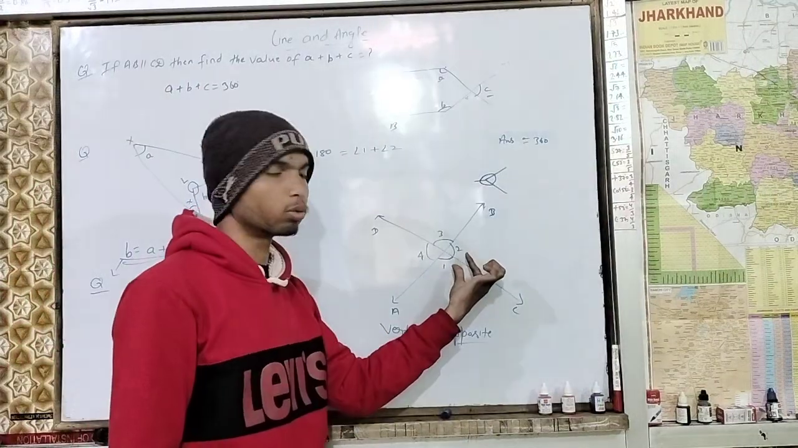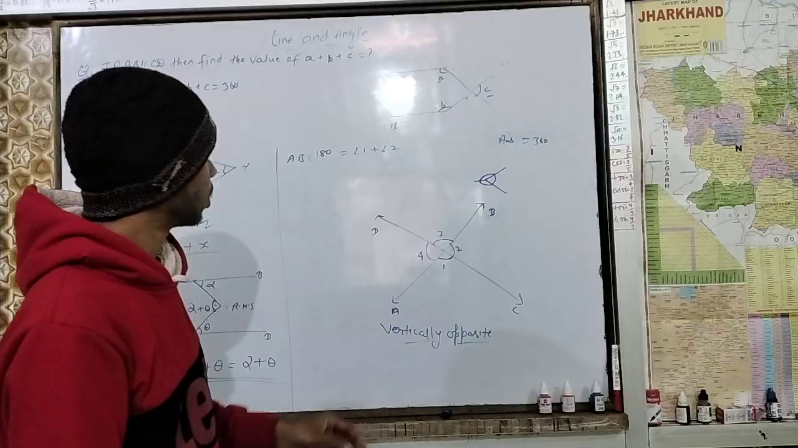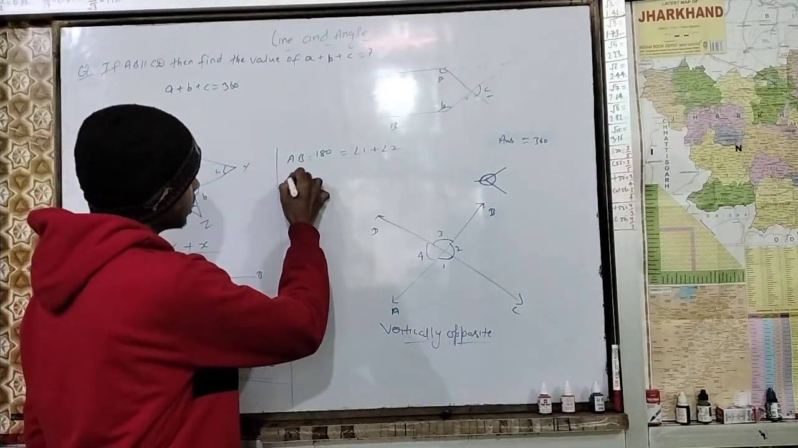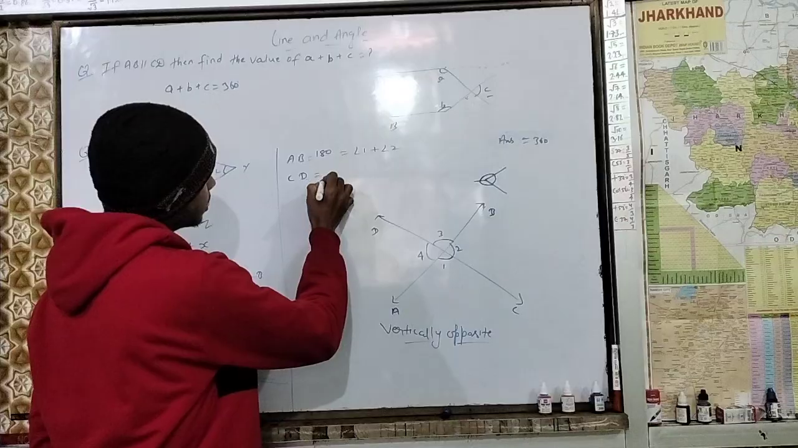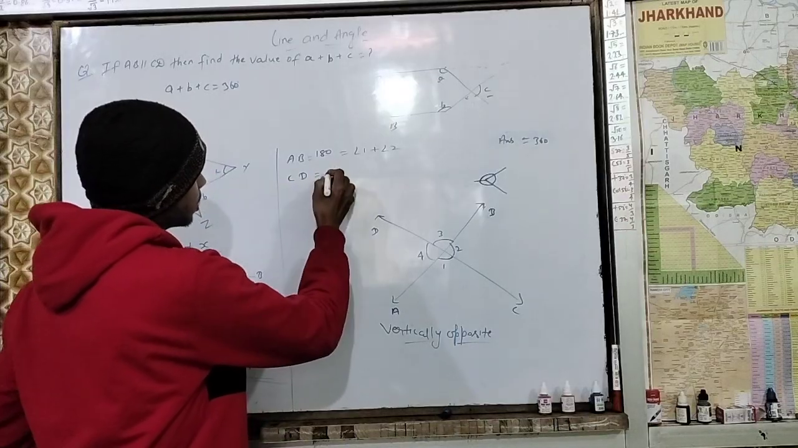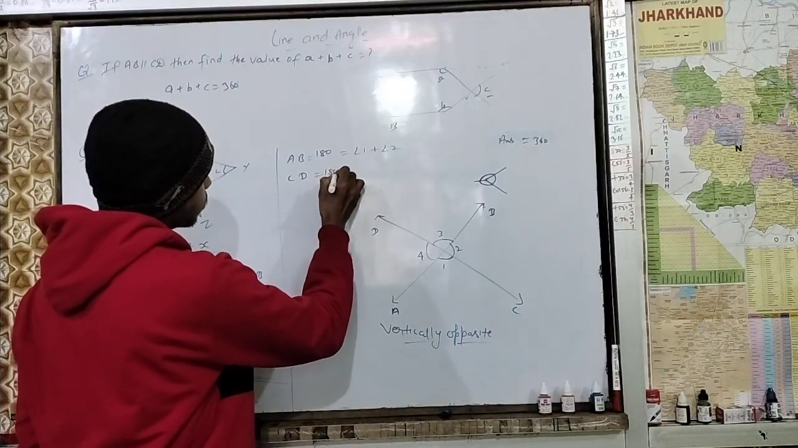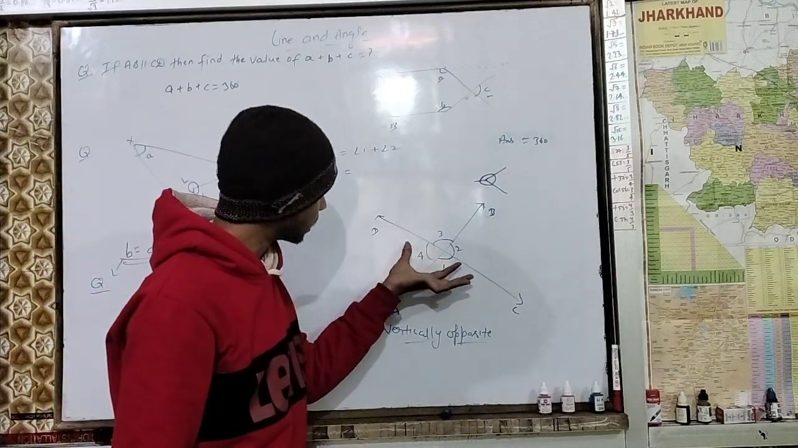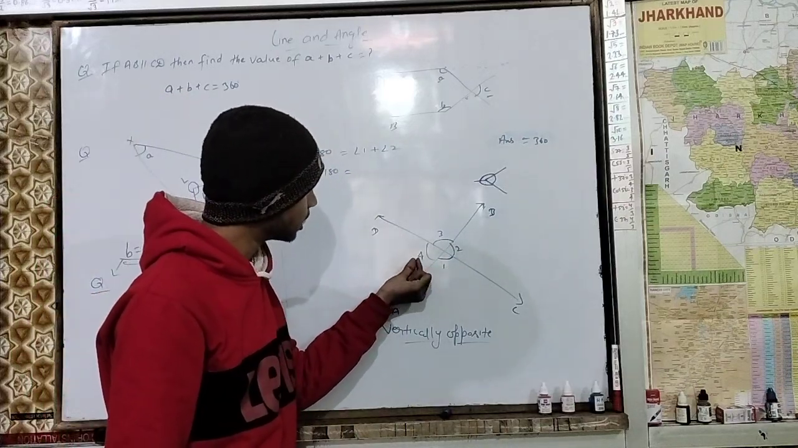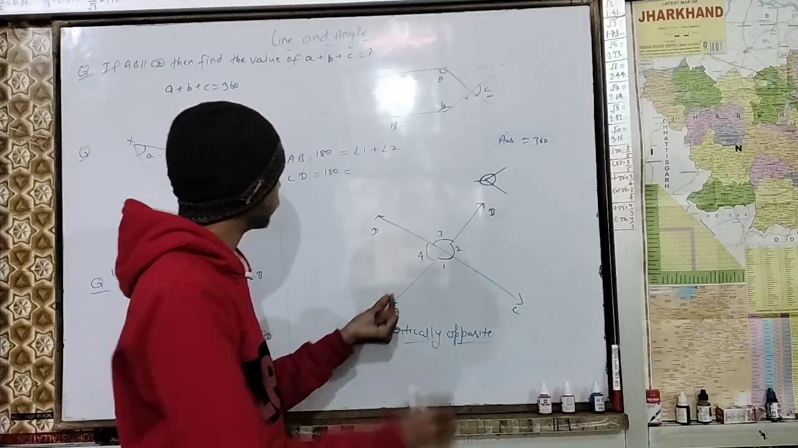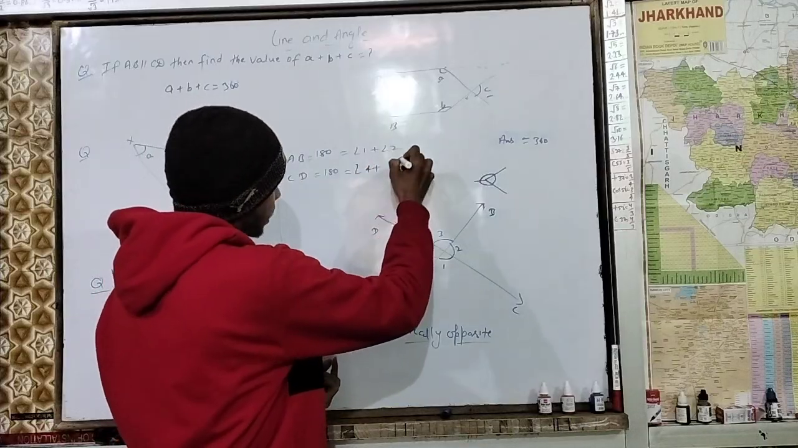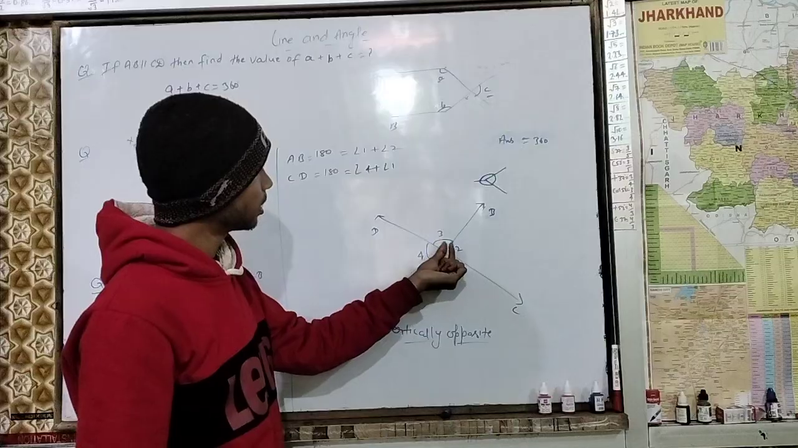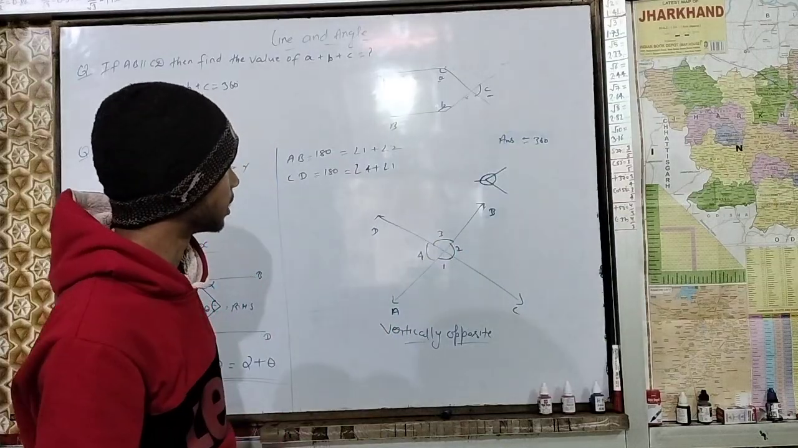We took these two parts. Now when it comes to this line CD, it is also 180 degrees. On this side, we are taking angle 4 plus angle 1. On this side, angle 2 plus angle 3.